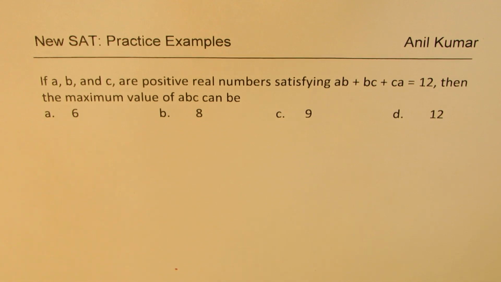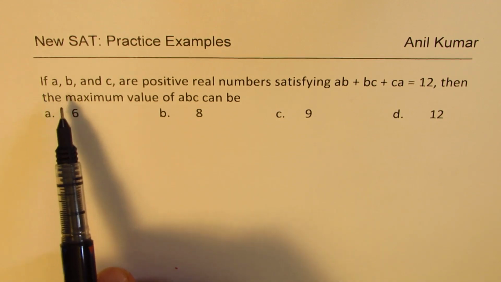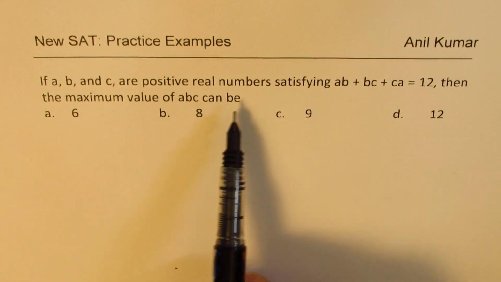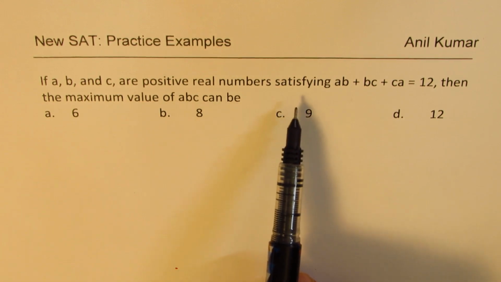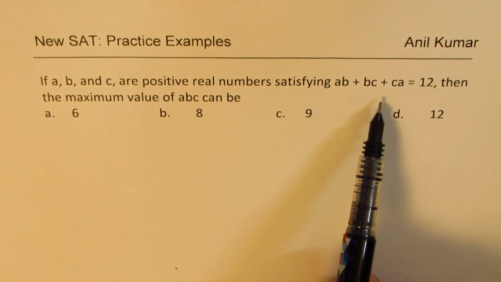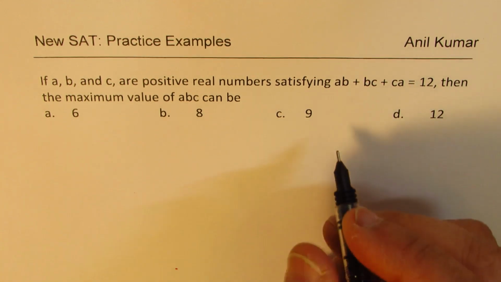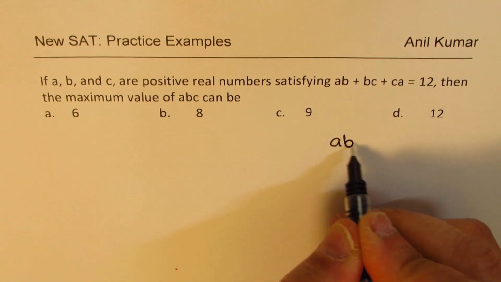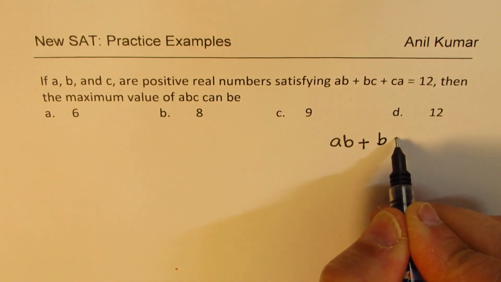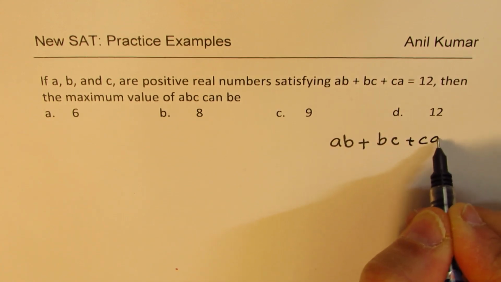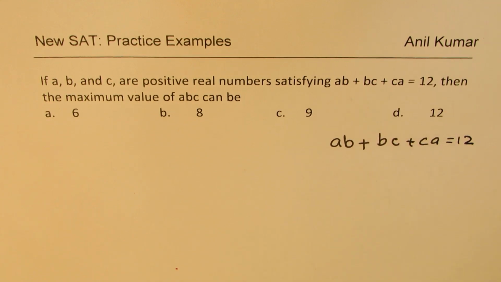Here's a multiple choice question. If A, B and C are positive real numbers satisfying AB plus BC plus CA equals 12, then the maximum value of ABC can be what? So we need to select the maximum value. What are we given? We are given that the sum of the products of any two of them is equal to 12.